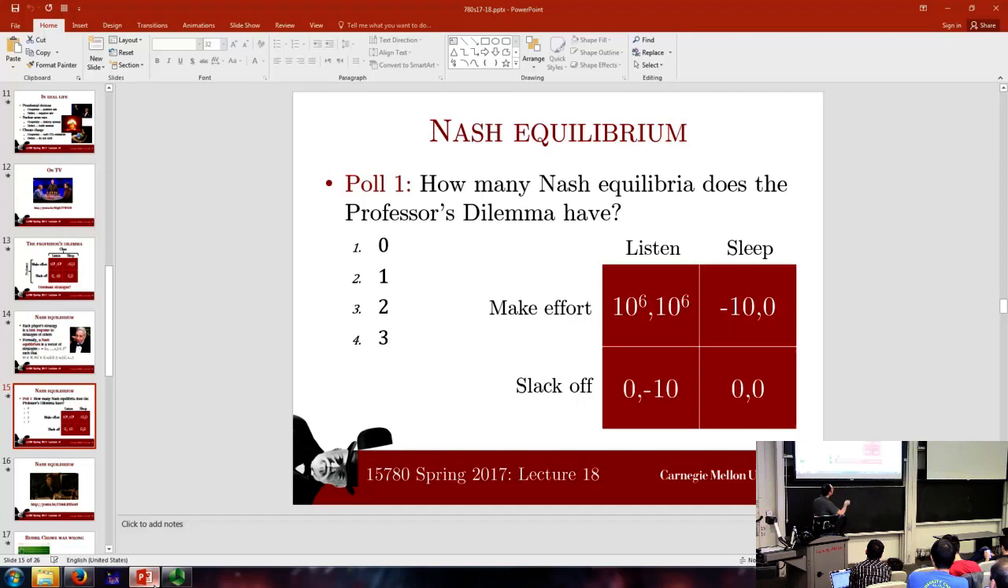On the other hand, these 2 are not Nash equilibria, because, for example, if I'm slacking off, you don't want to listen, you want to deviate here and sleep. And similarly, if you're sleeping, I don't want to make an effort, I want to slack off. So out of the 4 possible strategy profiles, 2 of them are Nash equilibria and 2 aren't in this game.